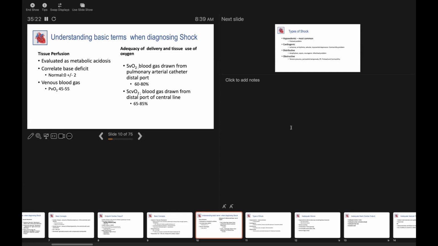So SVO2 measures the presence or absence of reserve oxygen. Now, if I have a lousy cardiac output, do I have good delivery or not good delivery? Not good delivery. Am I going to die in that moment? No, because I have a reserve. So when I have a lousy cardiac output, I'm going to use oxygen from my reserve, which means my SVO2 is going to be low because I used oxygen from the reserve.